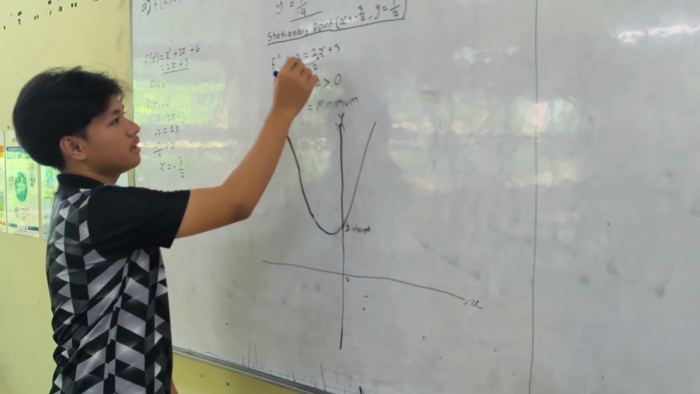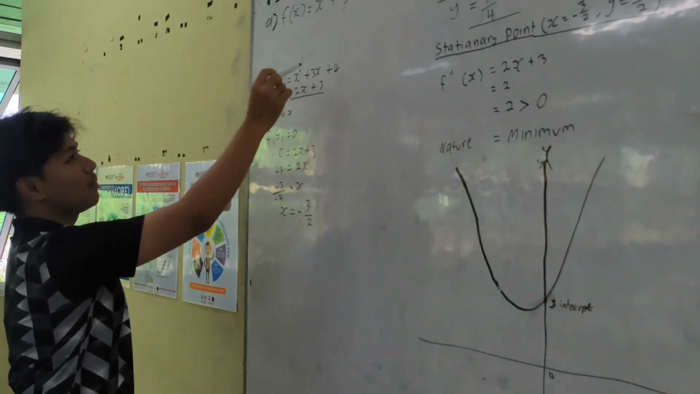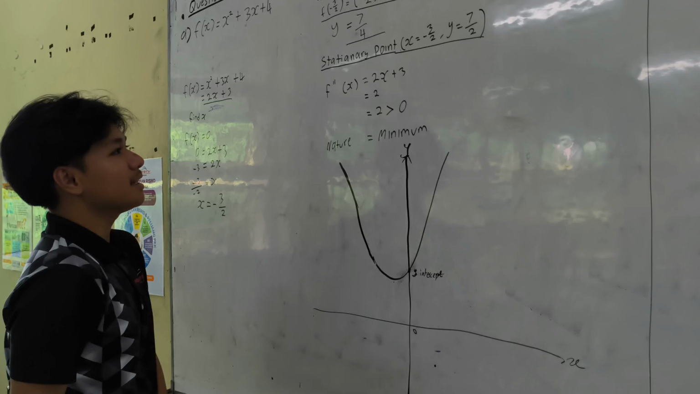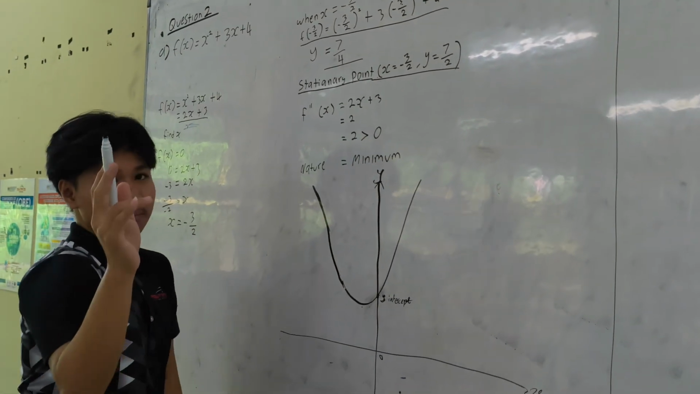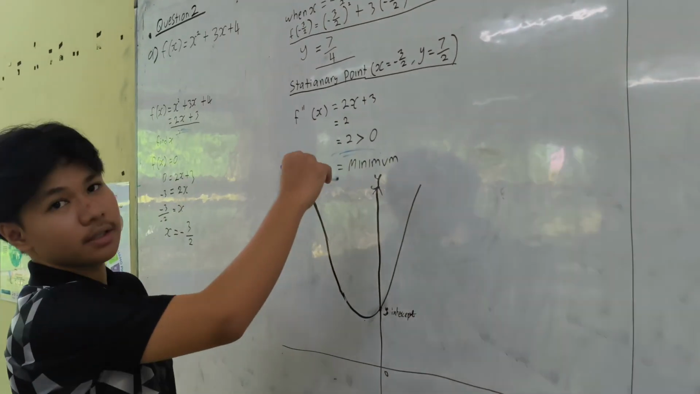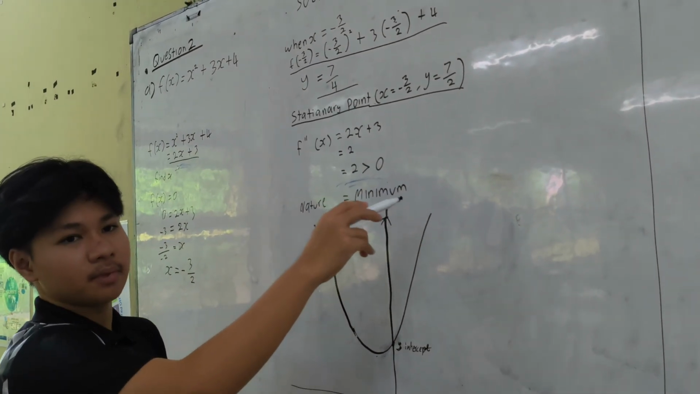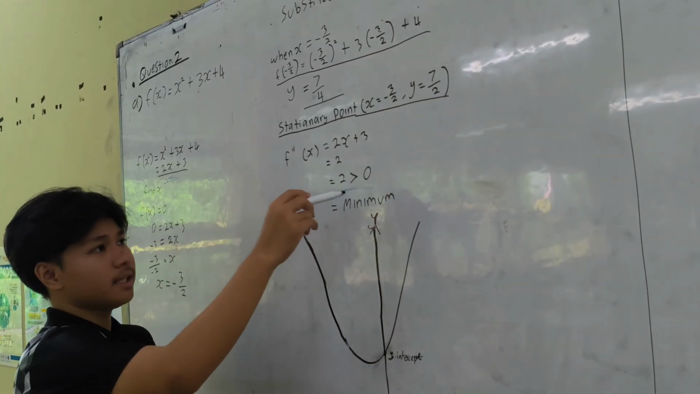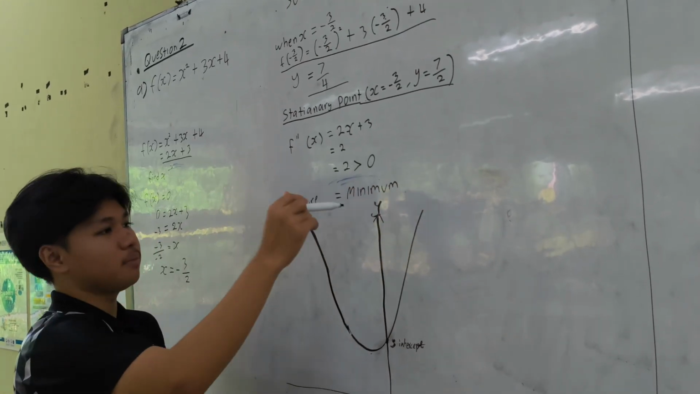Okay, first we get this from this, just write it back. This is how the working goes. The important thing here is, if our value is more than 0, it means our graph is a minimum. If our value is less than 0, it means our graph will be a maximum.